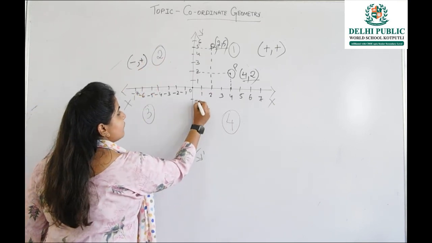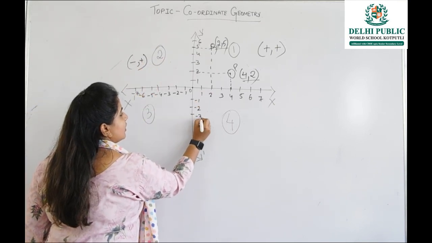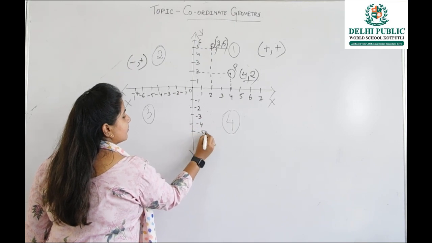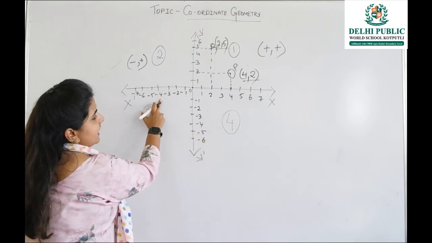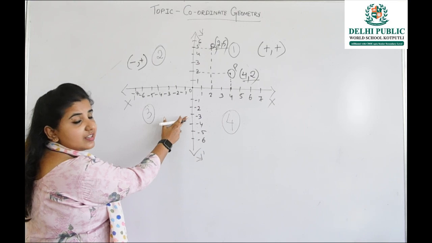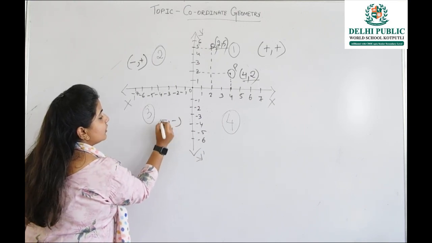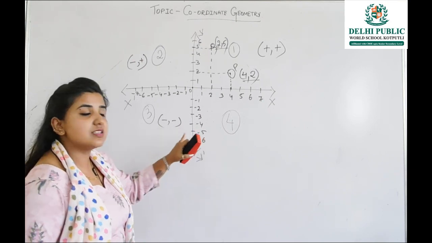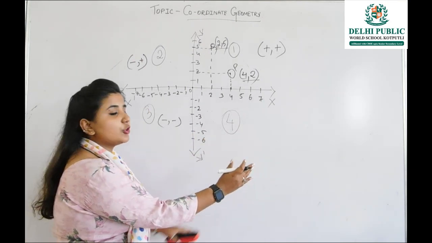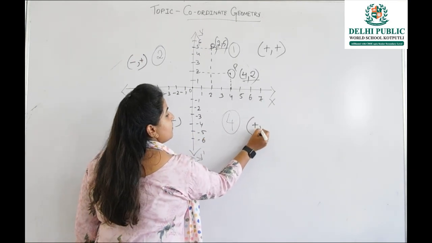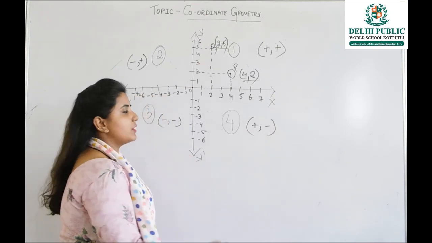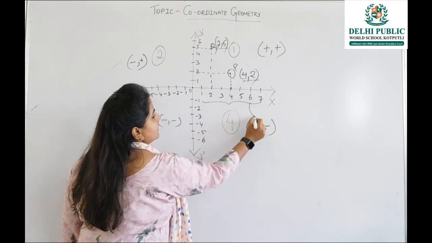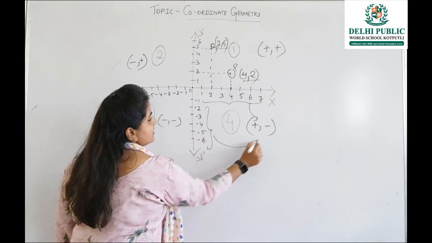In the same way, if you see the third quadrant, both x-axis and y-axis are negative. So the value here will be (negative, negative), (minus, minus). In the same way, for the fourth quadrant, you will find it to be (plus, minus) because the x-axis coordinate is positive whereas the y-axis is negative.